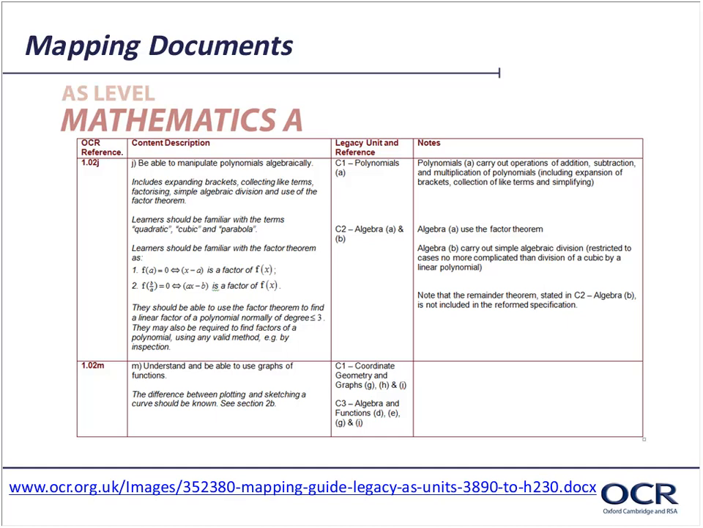And there's also some notes about where there's been a slight change in emphasis. So if I take, for example, vectors, they're much more focused now on the application in context rather than on the pure maths of scalar products, for example.